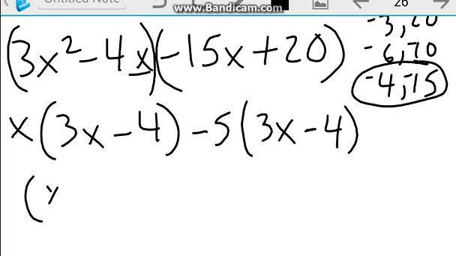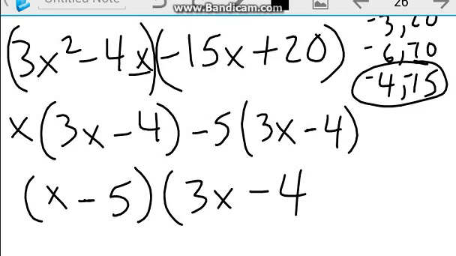So now we're going to rewrite our problem as x minus 5 times 3x minus 4. For those of you who may have had an issue with factoring the x out and the 5 out in the first place, what you can do is rewrite this equation. You can switch these two terms if you have an issue. So let's try it the other way.